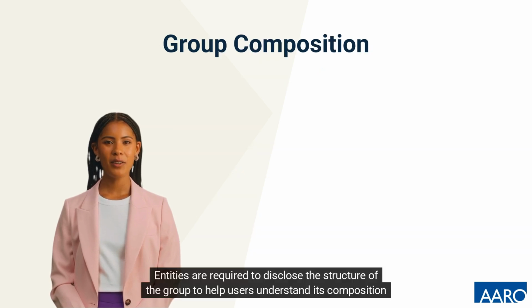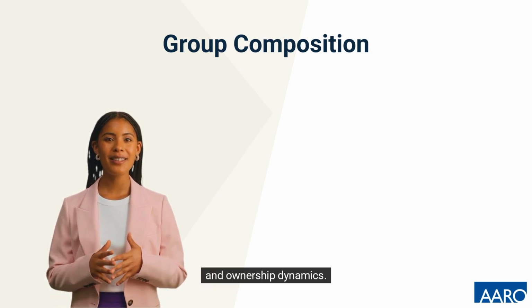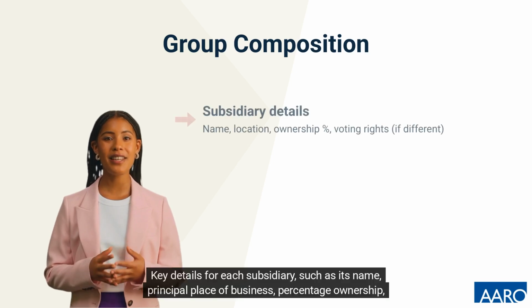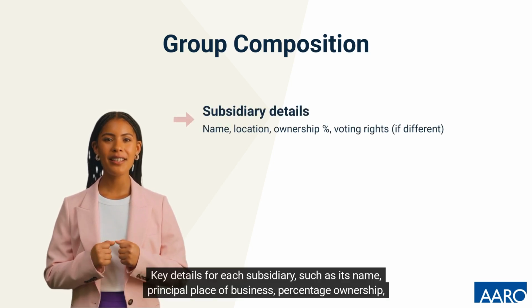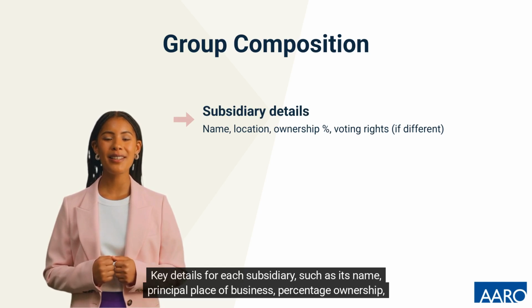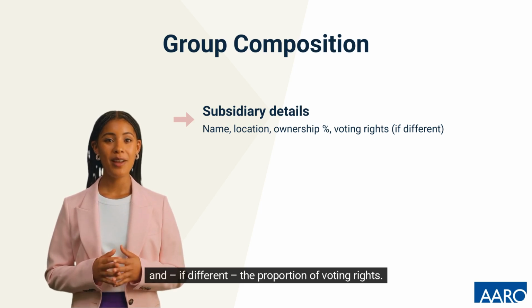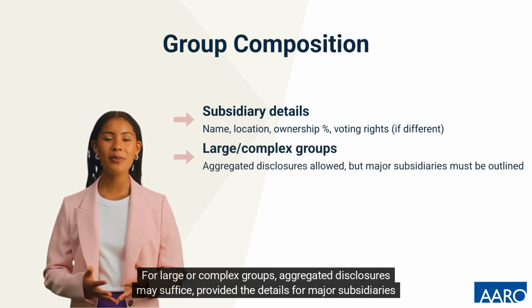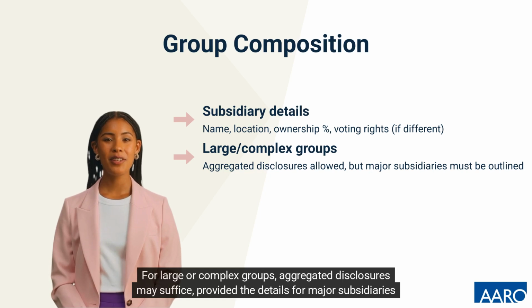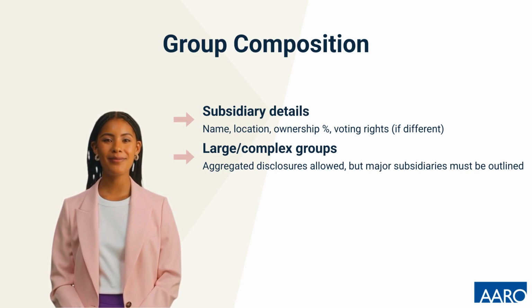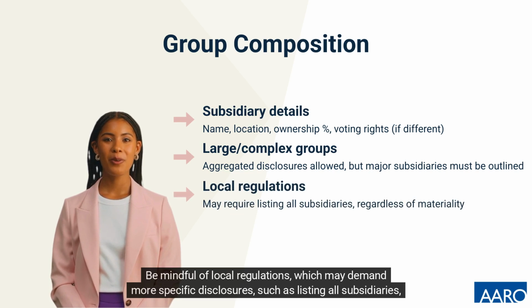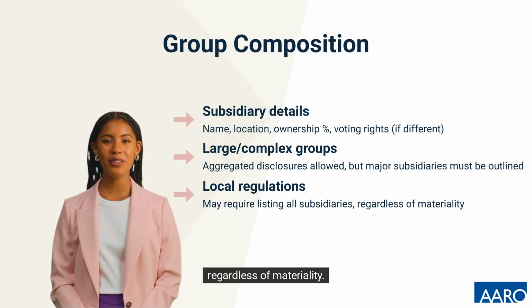Entities are required to disclose the structure of the group to help users understand its composition and ownership dynamics. This includes key details for each subsidiary, such as its name, principal place of business, percentage ownership, and, if different, the proportion of voting rights. For large or complex groups, aggregated disclosures may suffice, provided the details for major subsidiaries or subgroups are clearly outlined. Be mindful of local regulations, which may demand more specific disclosures, such as listing all subsidiaries, regardless of materiality.